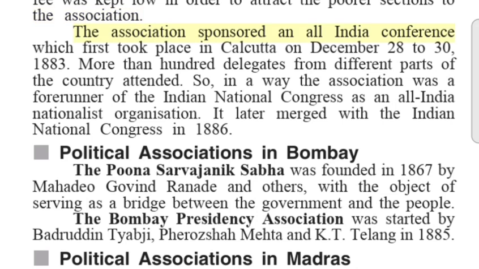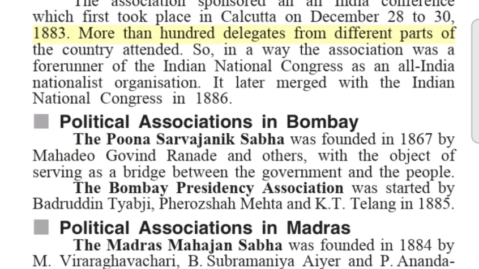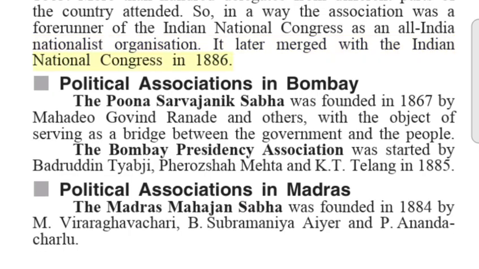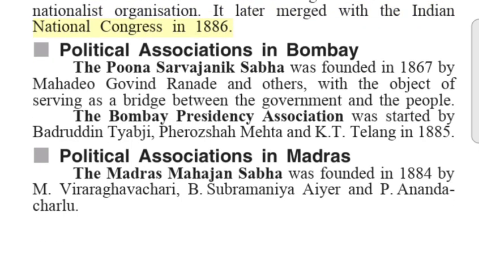The association sponsored an All India Conference which first took place in Calcutta on December 28–30, 1883. More than 100 delegates from different parts of the country attended. So, in a way the association was a forerunner of the Indian National Congress as an All India nationalist organization. It later merged with the Indian National Congress in 1886.